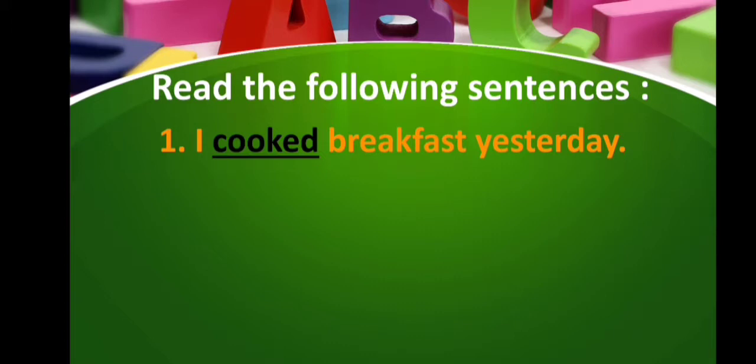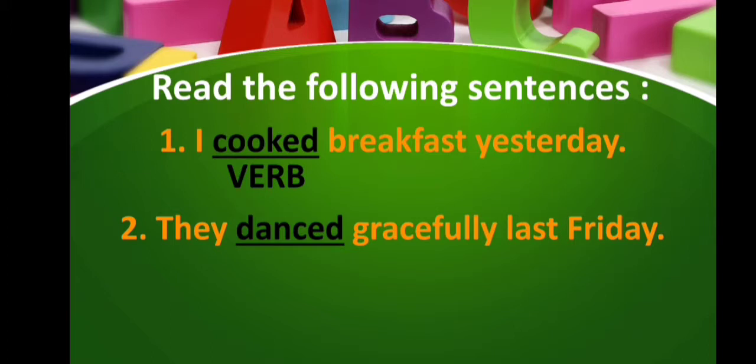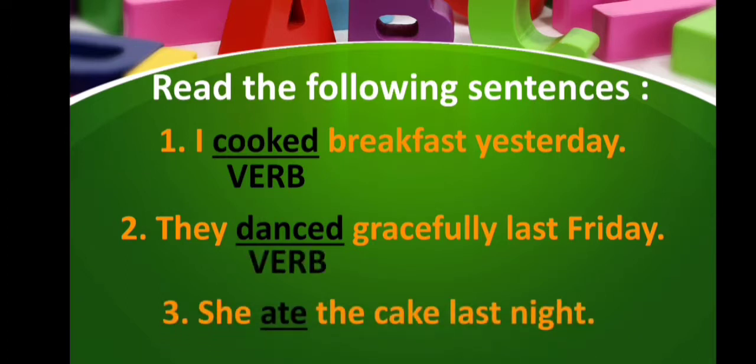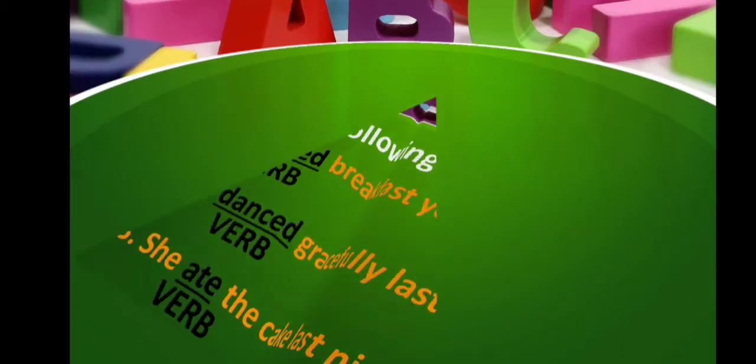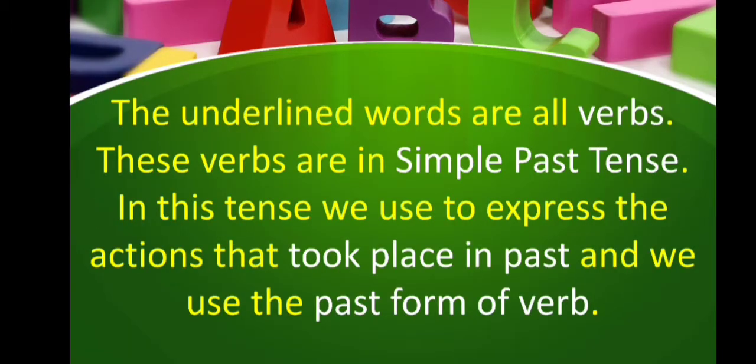Here you can see the underlined word is a verb, as you already know about verbs. The next sentence is, they danced gracefully last Friday. Here the word danced is a verb. And in the next sentence, she ate the cake last night. Ate is a verb. So the underlined words are all verbs. These verbs are in simple past tense.